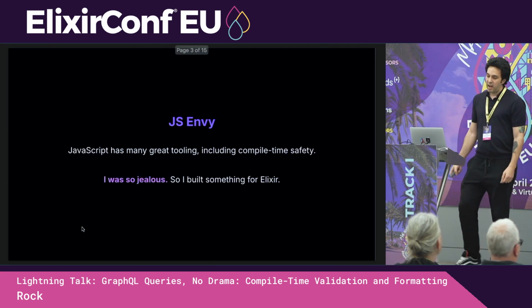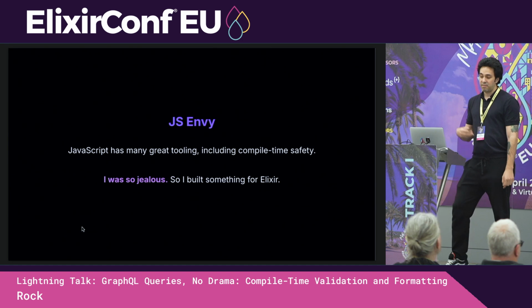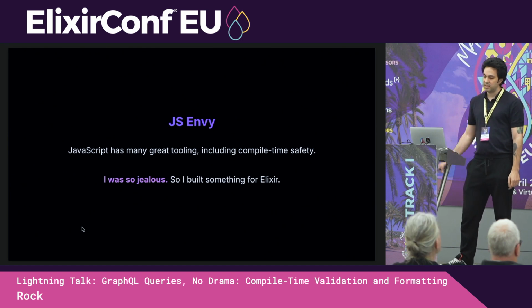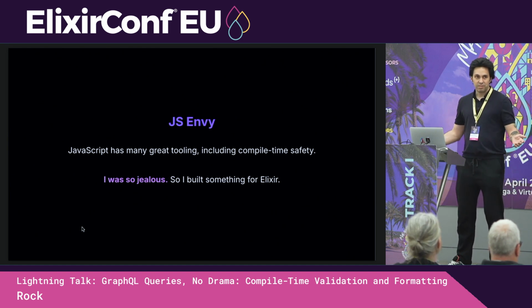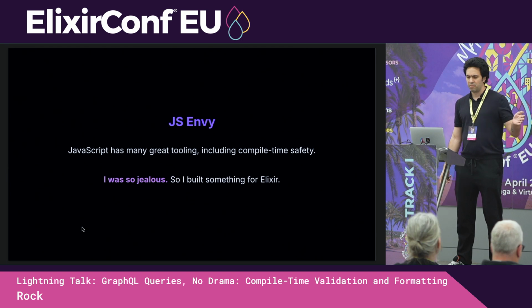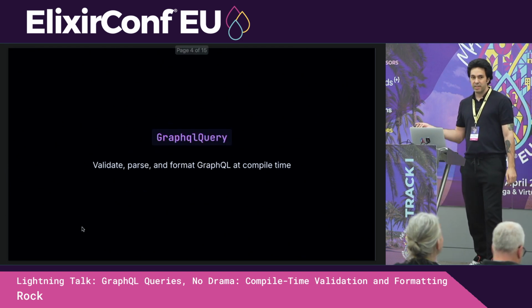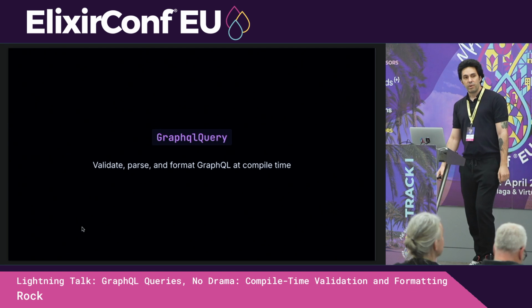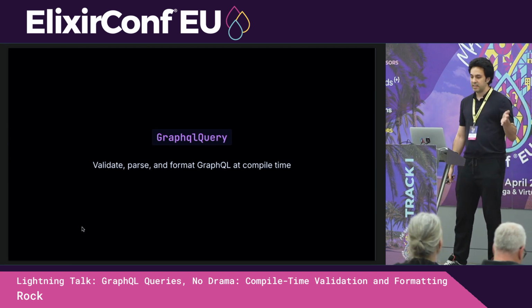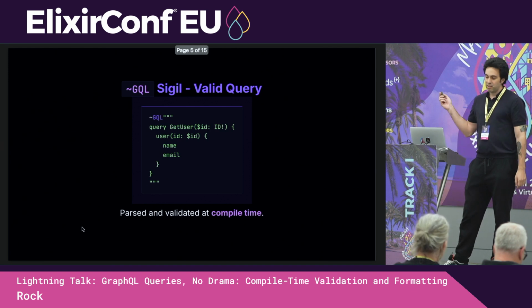And I was looking at JavaScript, and they have a lot of great tooling around this. And I was jealous, and I don't like to be jealous of JavaScript. So basically, I just built a library, GraphQL query, which for now you can validate, parse, format GraphQL queries, and more things. How does it look?